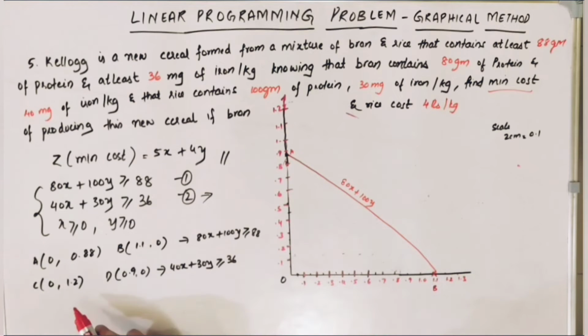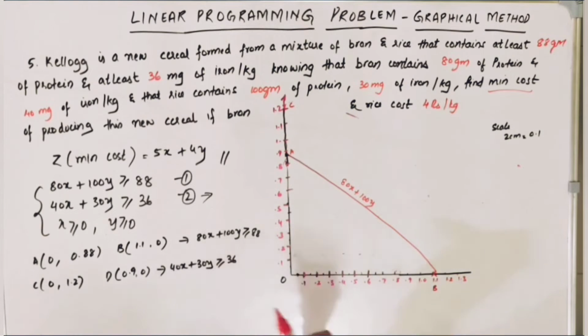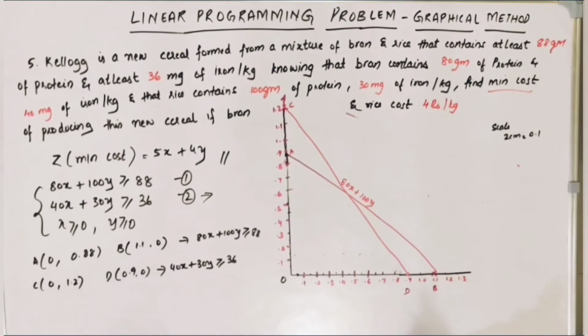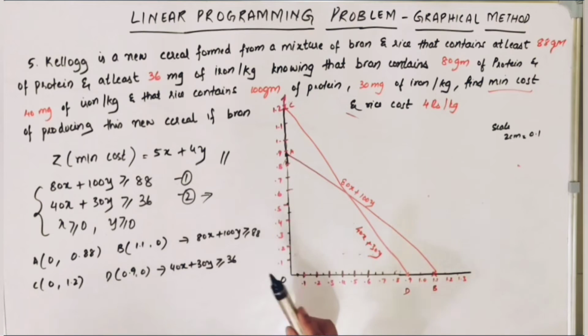Now let's take the second set of points C and D. For C, we have 0 and 1.2. So it's here. So this is our point C. Point D is 0.9 and 0. So it's here, 0.9 and y-axis is 0. So this is our point D. So let's join C and D. So this is our constraint, 40x plus 30y.